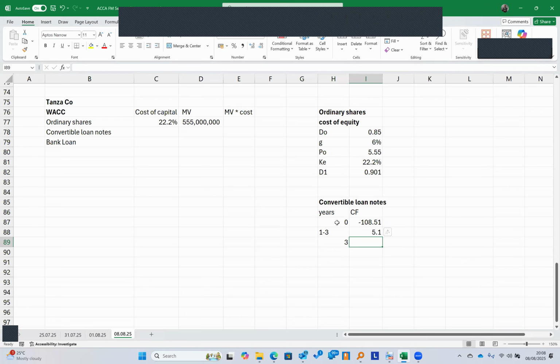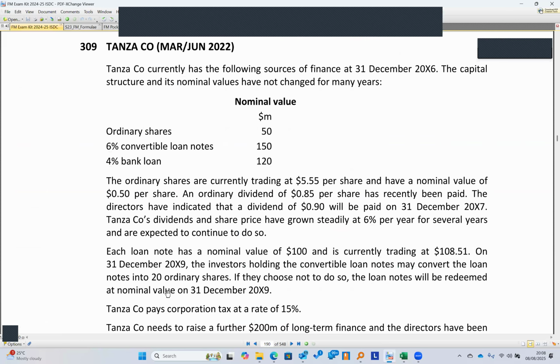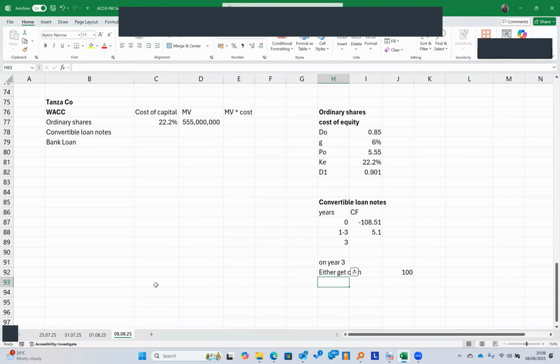Now year 3 is where we have to decide whether to redeem or to convert. So I need to first of all determine, on year 3, we either get cash, which is $100 nominal, because they said if we are to get the money, we get nominal value, or shares. That is 20 shares.